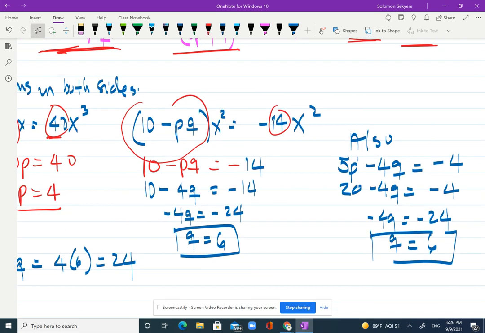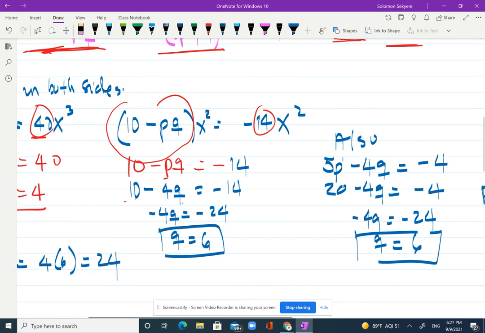All right. Let's solve it. What is this p here? We know it's already 4. So we write 10 minus 4 times q. We move 10 to both sides, so minus 10, minus 10. We have negative 4q equals negative 24, which means q equals negative 24 over negative 4. q equals positive 6. So now we know our values of p and q, and so the product of p and q is 24.